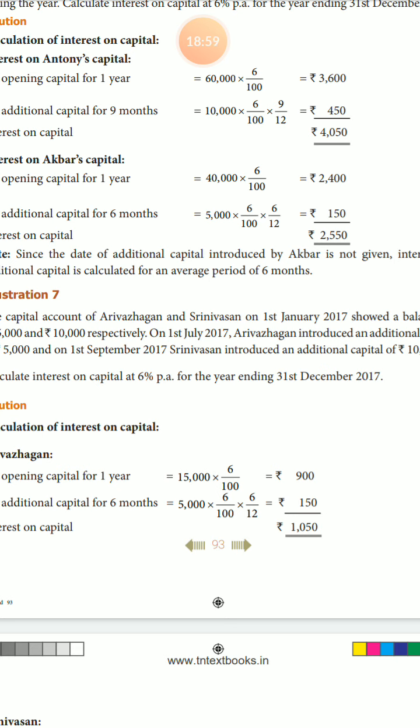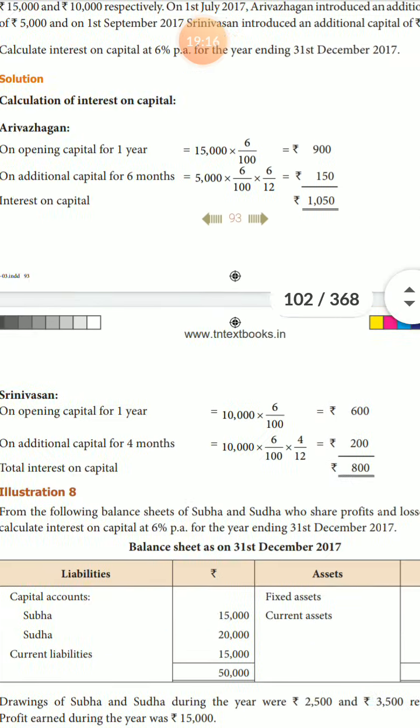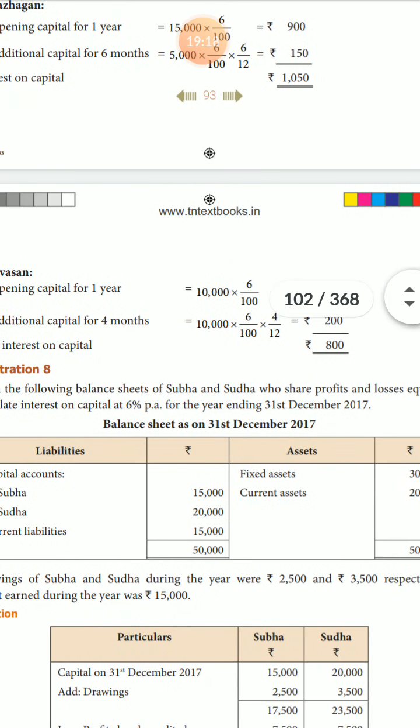Next one, Srinivasan. Srinivasan's opening capital is how much? 10,000. 10,000 into 6, 6 means what? 6%. The rate of interest 6 by 100 equals 600 rupees.